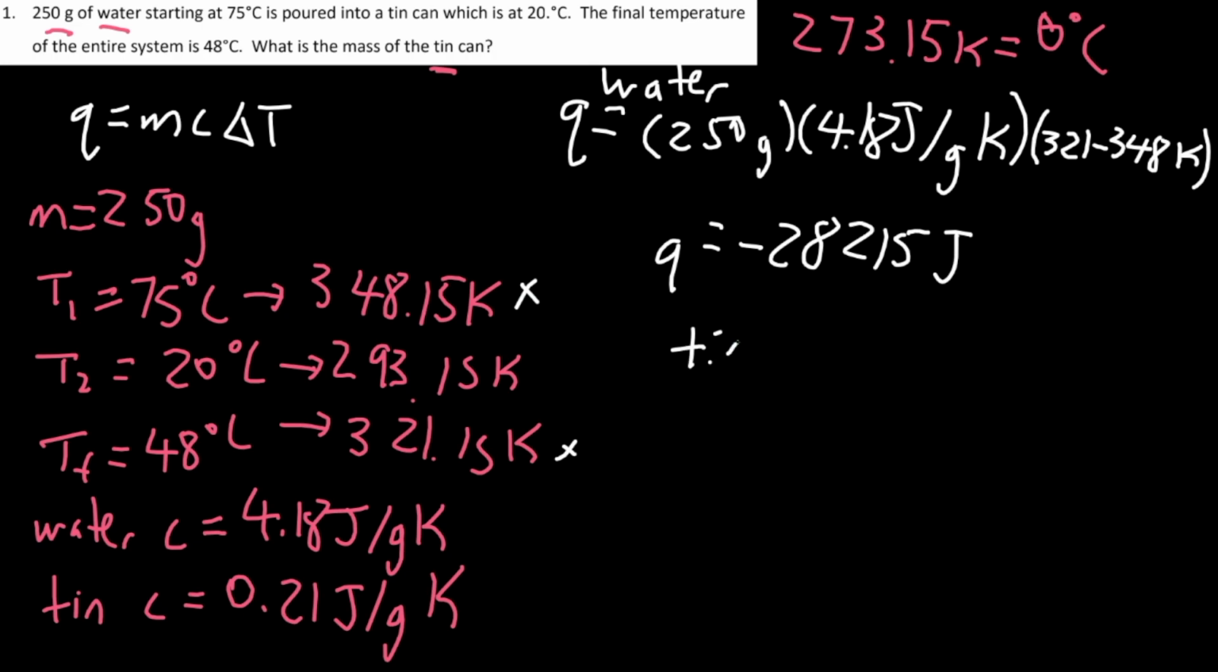And then from here, now we're going to calculate tin. And the amount of energy that is released by water is going to be the amount of energy that is absorbed by tin. So from here we have 28,215 joules equals, we're trying to solve for the mass of tin. We've already looked up the specific heat capacity of tin, which is 0.21. And in terms of the temperature, the final temperature of the system is 321, and the initial temperature is 293 Kelvin.